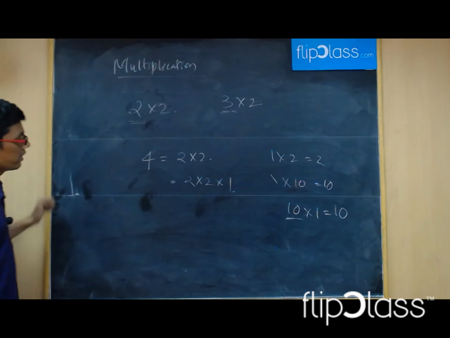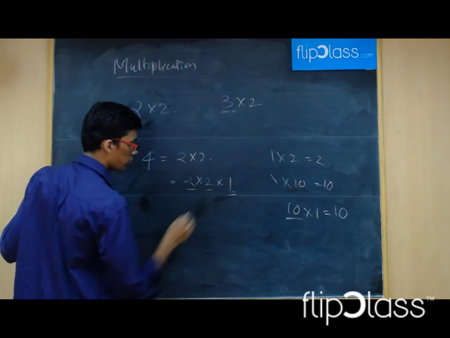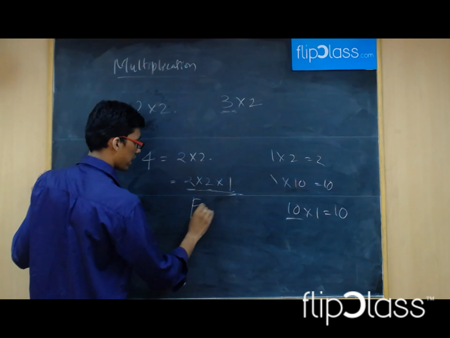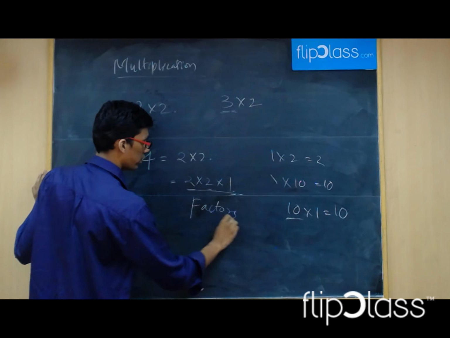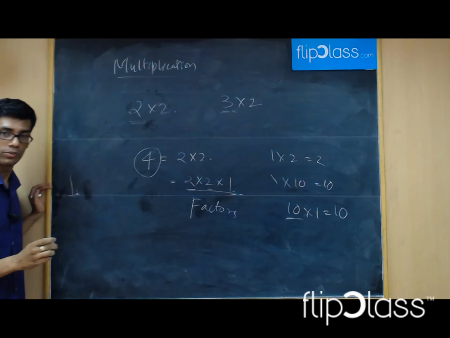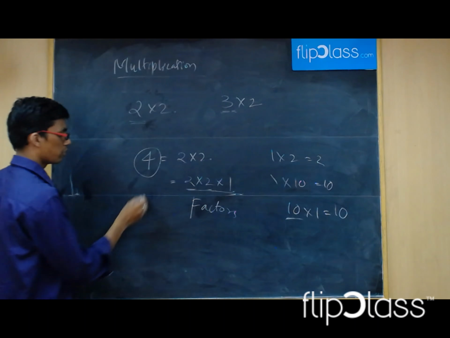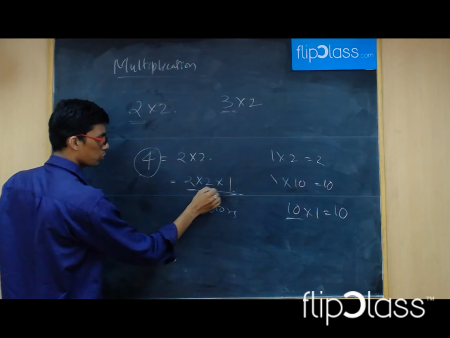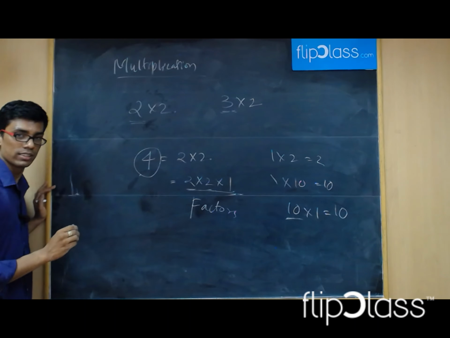So what you have is this number 2, 2 and 1 are called something called factors. Factors of what? Factors of this number 4. So for this number, the numbers 2, 2 and 1 are called factors.